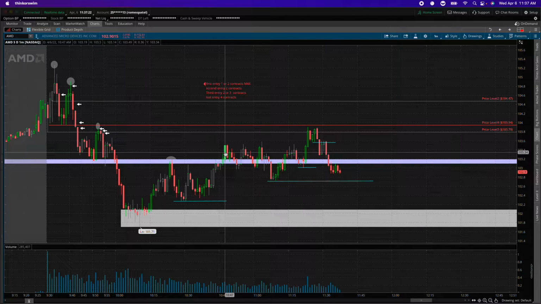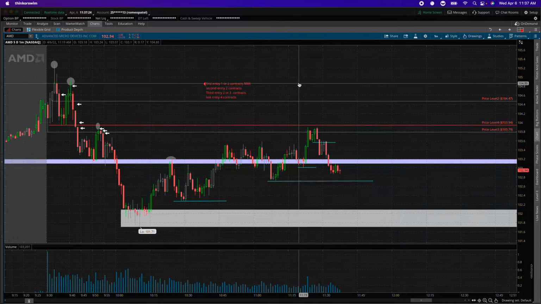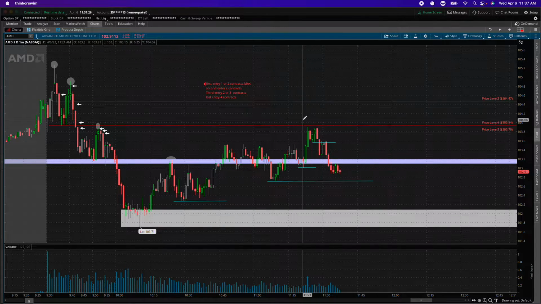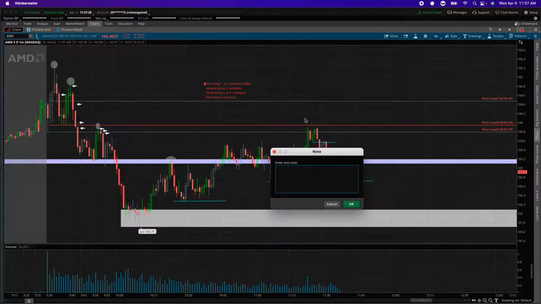That's it, right? So I'm going to write this down too because this is going to be very important: how to scale out of your contracts. So scale out of contracts. All right. So this is a key lesson that you guys need to understand, right? If you see a 10 to 20% increase on your contracts, you scale out. So you can sell 1 to 2 positions.